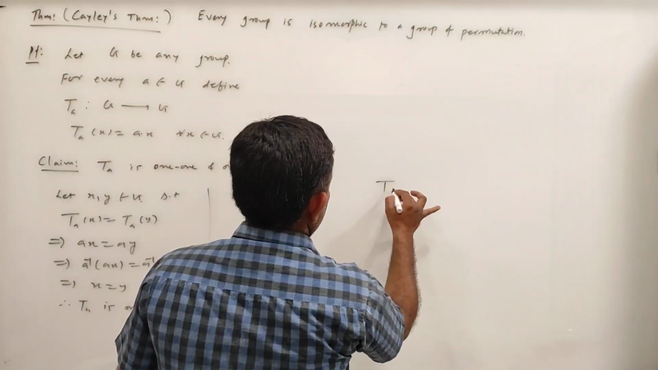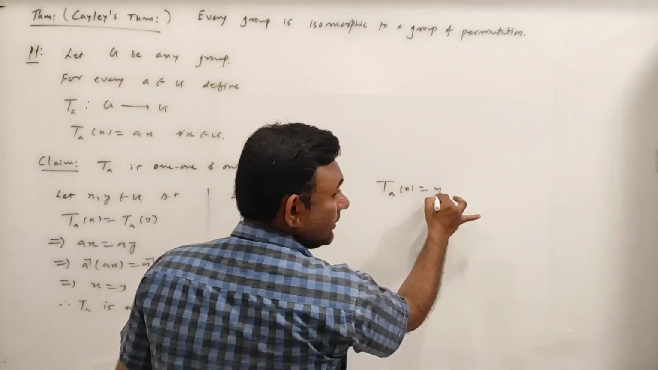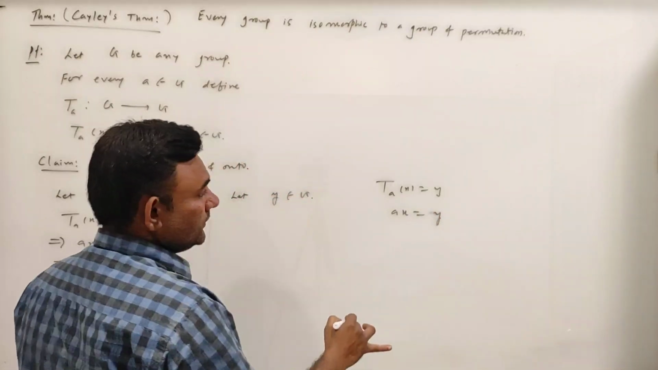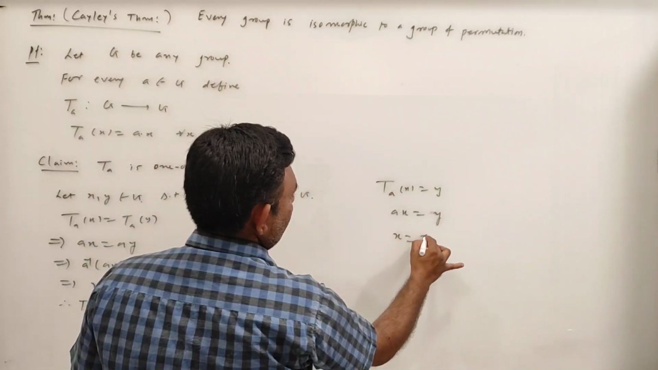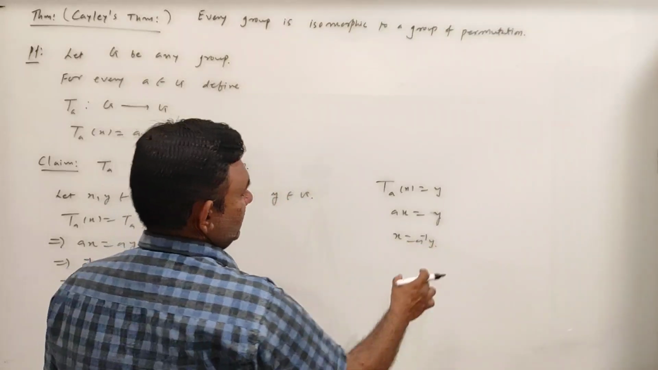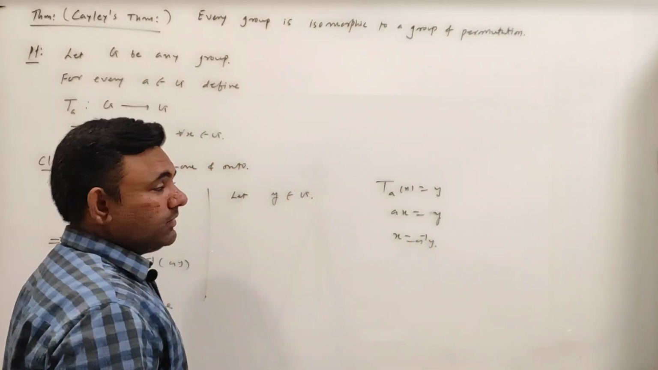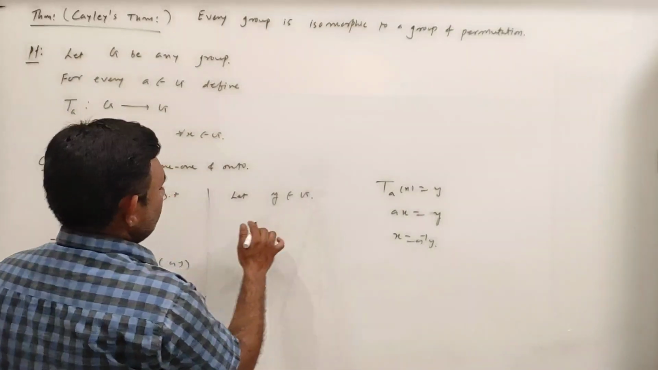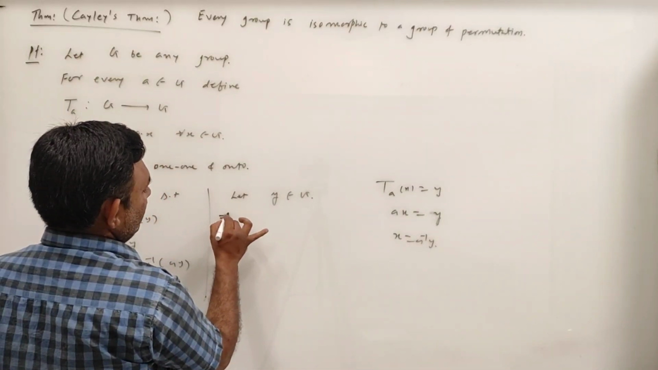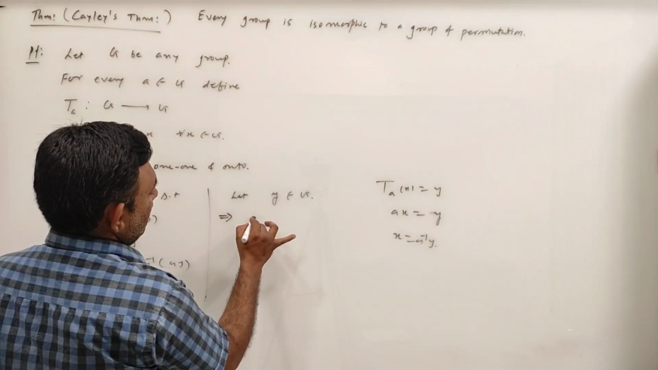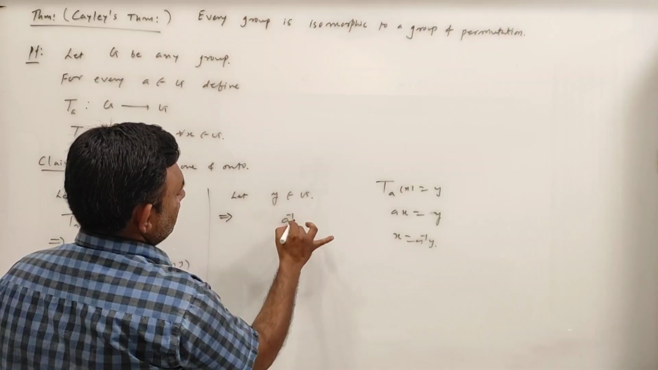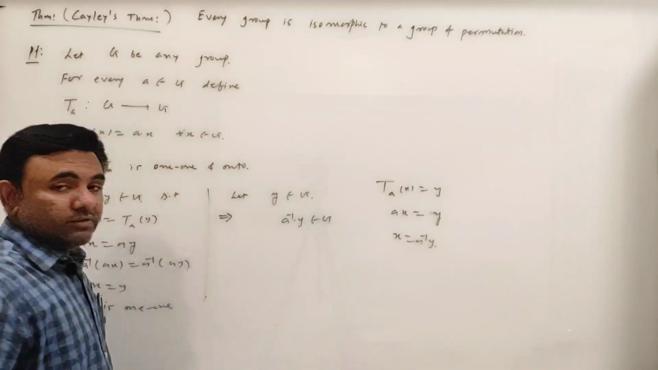So it is simple. See what I want? I want TAX to be Y, so AX should be Y, right? So X should be what? It should be A inverse Y. So if I consider A inverse Y, then it will work. X is A inverse Y. So Y is in G, so A inverse into Y will also be in G.